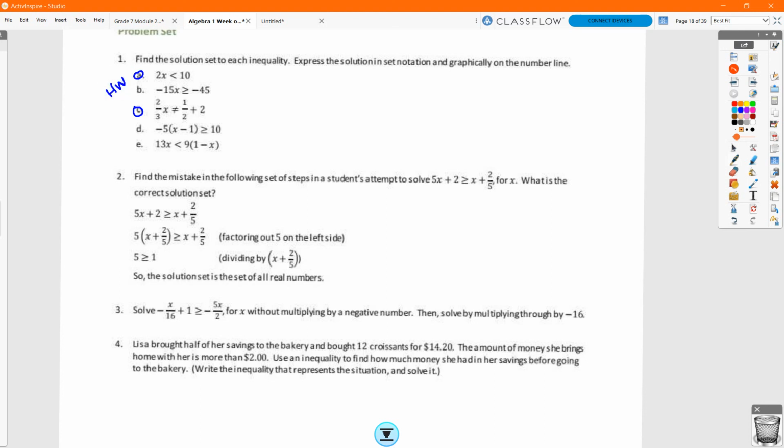We're going to save this one for classwork. We're going to save this for classwork. And we're going to save this for classwork. So I guess technically I want you to do A, B, and E for homework. So A, B, and E will be for homework, okay? And then we will hop to the next lesson.